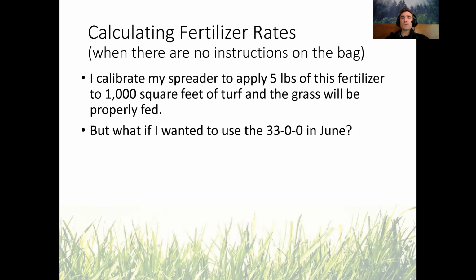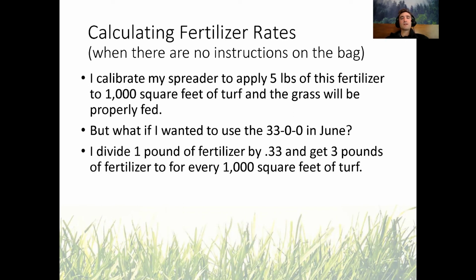But what about when we want to use the 33/0/0 in June? We're going to need to recalculate and recalibrate. Here we will divide 1 pound of fertilizer by 0.33. That's the percent of nitrogen. And then we get 3 pounds of fertilizer for every 1,000 square feet of turf.